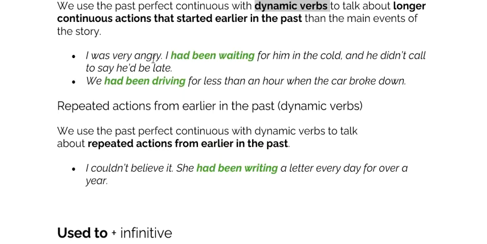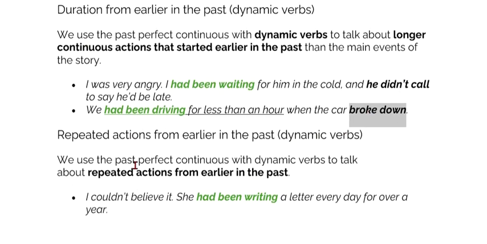I was very angry. I had been waiting for him in the cold and he didn't call to say he'd be late. So I had been waiting shows the duration of something that was happening before the main action, didn't call. We had been driving for less than an hour when the car broke down. You see the duration of an event, for less than an hour. So we had been driving for less than an hour shows the duration of a continuous action before the main action, before the car broke down.